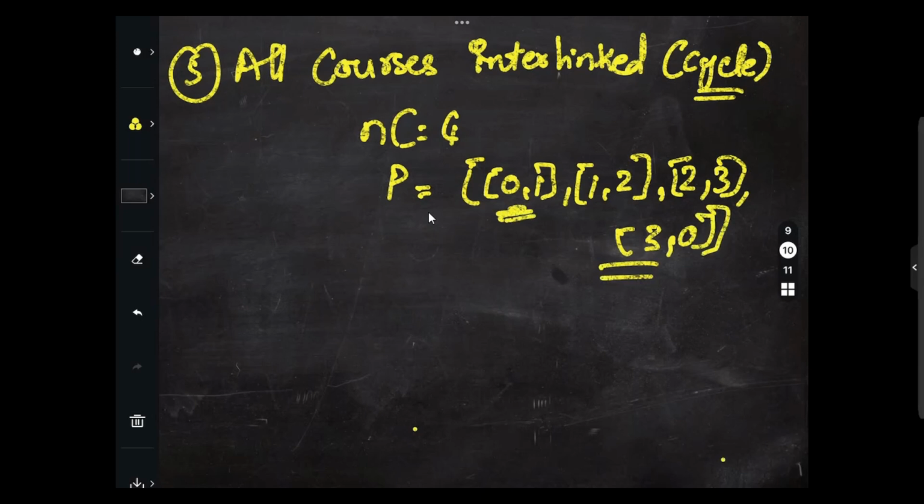You can clearly see 0, 1 we have given here. 1 we have here. 1, 2 we have given here. 2 we have here. 2, 3 we have given here. 3 is here. So all the courses are interlinked here. So in this case, a cycle is formed and we have to return false when a cycle is formed. So cyclic dependency prevents the completion. We have to return false in this case. Right?